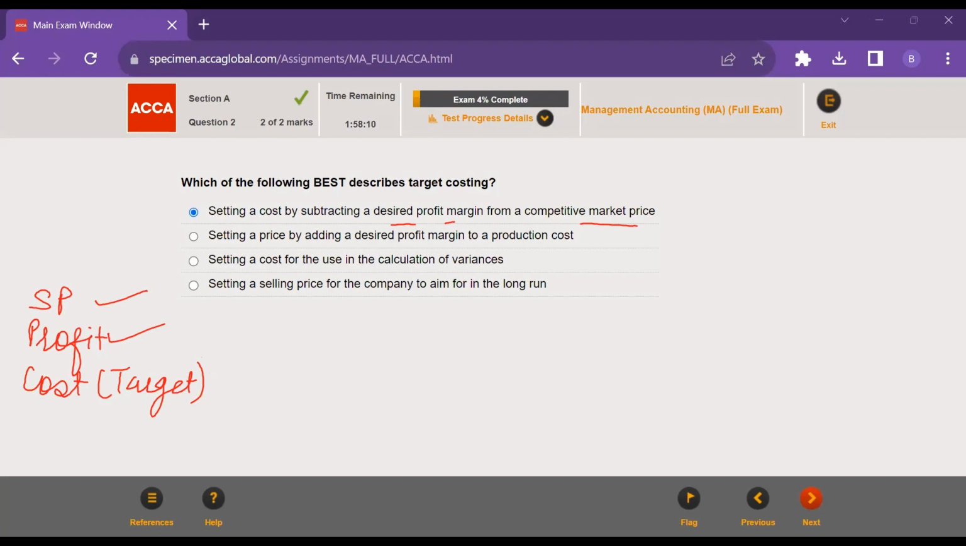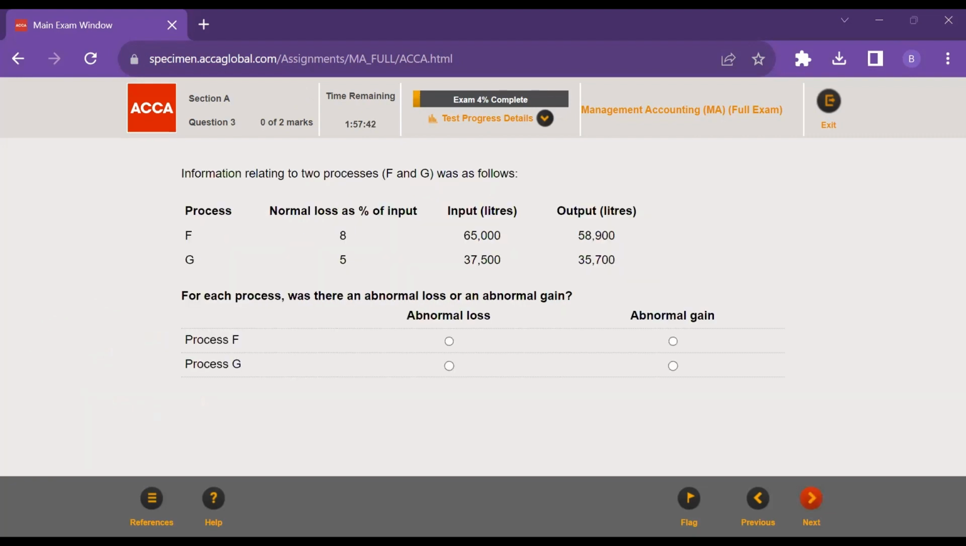Now let's eliminate the other ones also. Setting a price by adding a desired profit margin to a production cost. Now this is wrong because you arrive at a cost, you get a target cost, right? So this is why second is wrong. Setting a cost for use in the calculation of variances, no. Setting a selling price for the company to aim for in the long run, no. Target costing arrives at a target cost and not a selling price. So with this, let's move on to the next one.